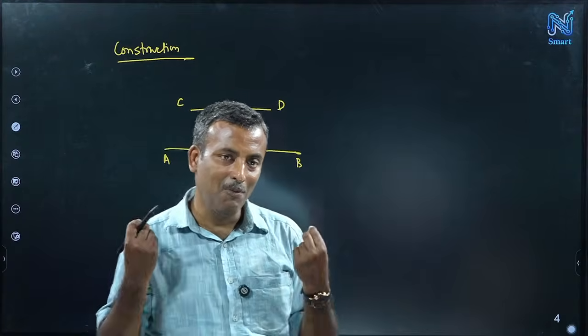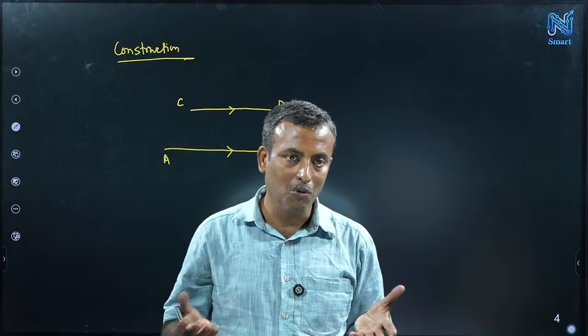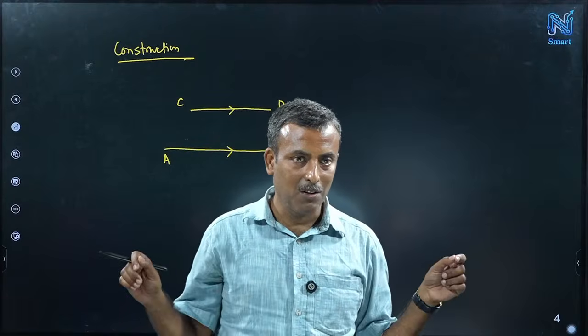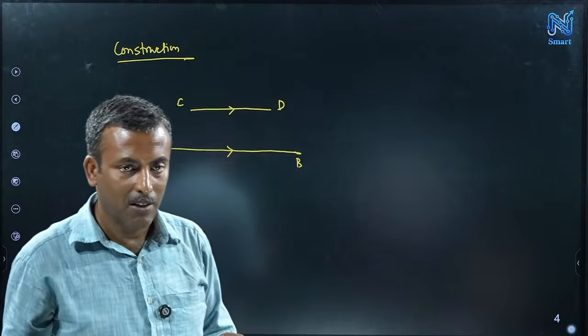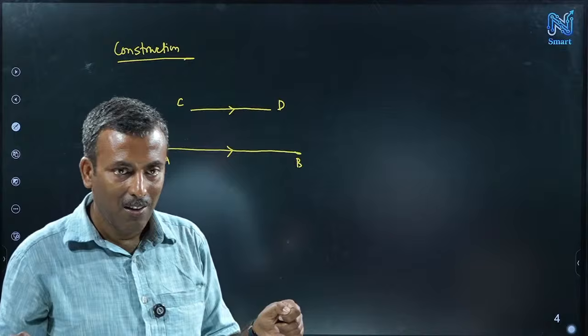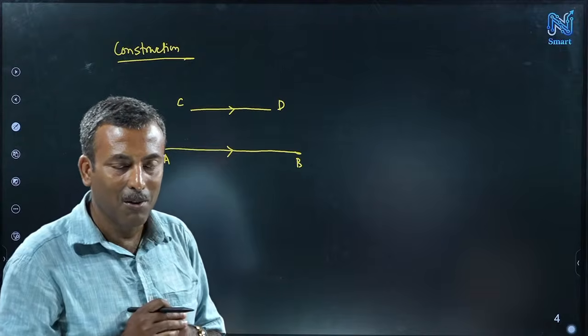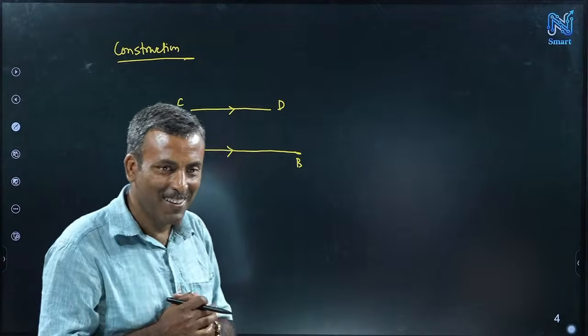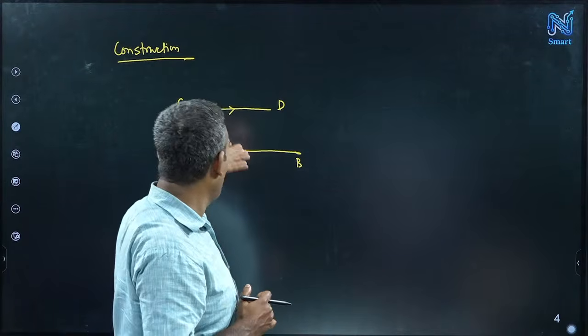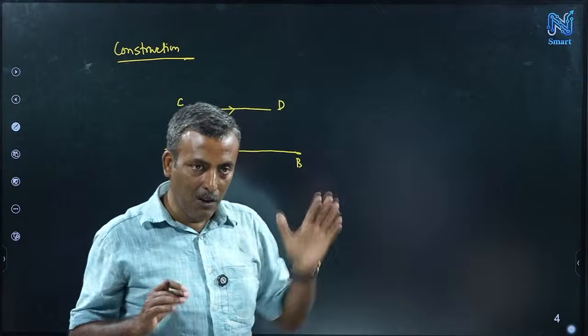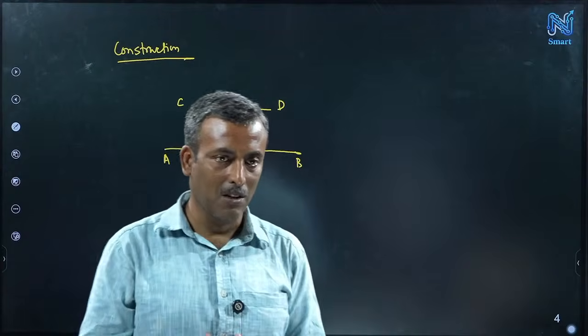If I have only a pencil and a ruler, a straight edge with no markings, actually not a scale, just a straight edge, you have to find the midpoint. How do you find the midpoint? You have to find the midpoint of AB or CD, and it is given that these two lines are parallel.